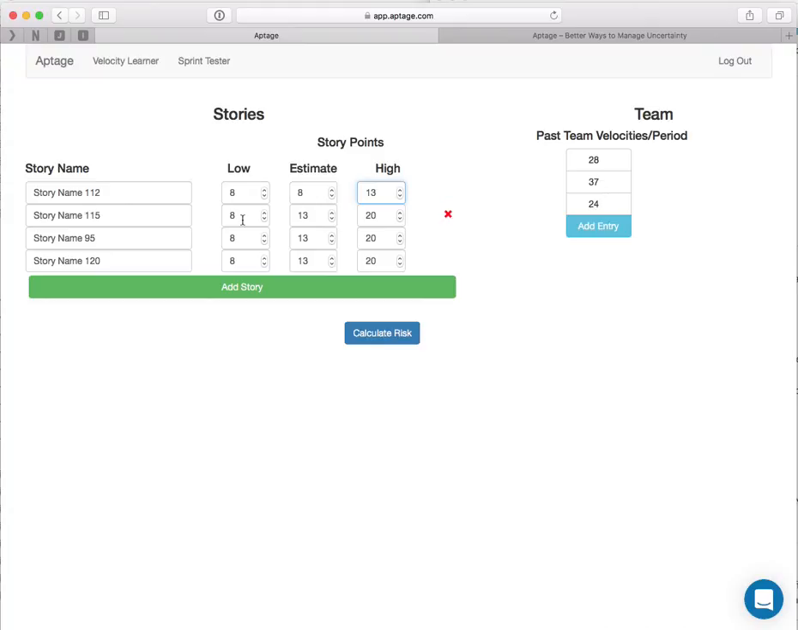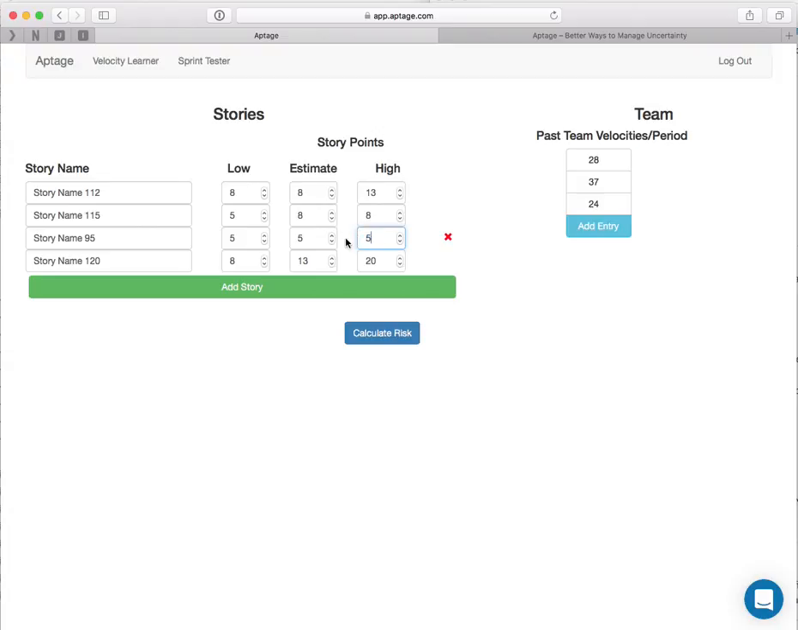Now, story 115 went the other way. Most people bid 8, but there were a few votes of 5. So in this case, 5 is your low, 8 is again your estimate, and 8 is also your high. For story 95, everyone on the team thought this one was really well understood, and so everyone very quickly settled on 5 as the bid.